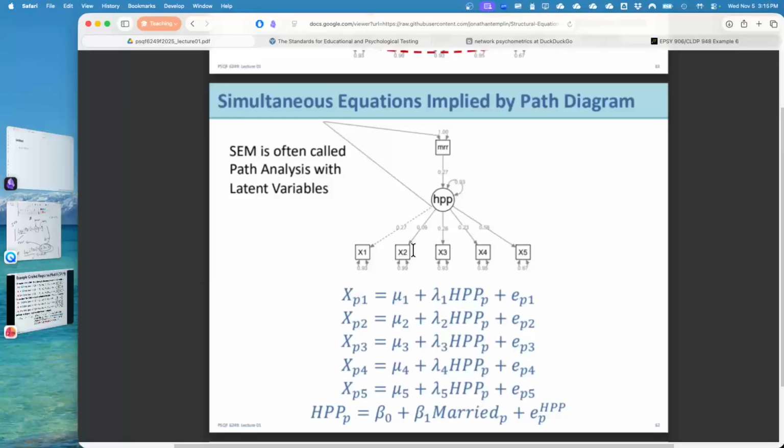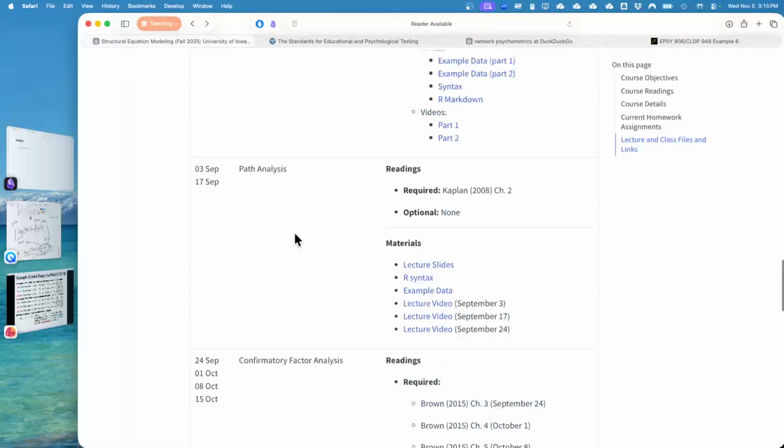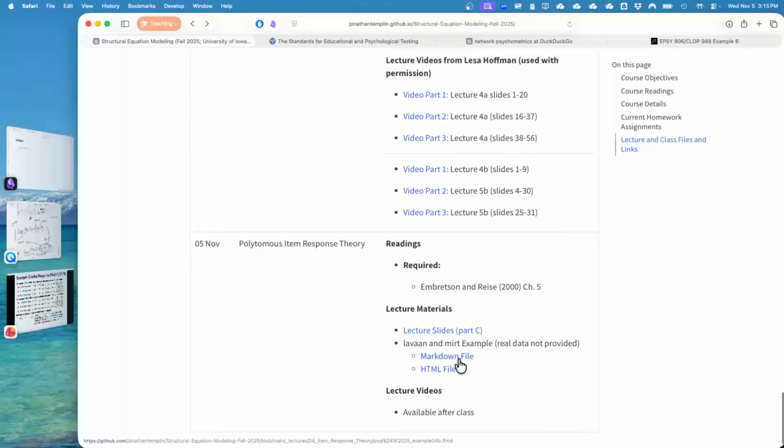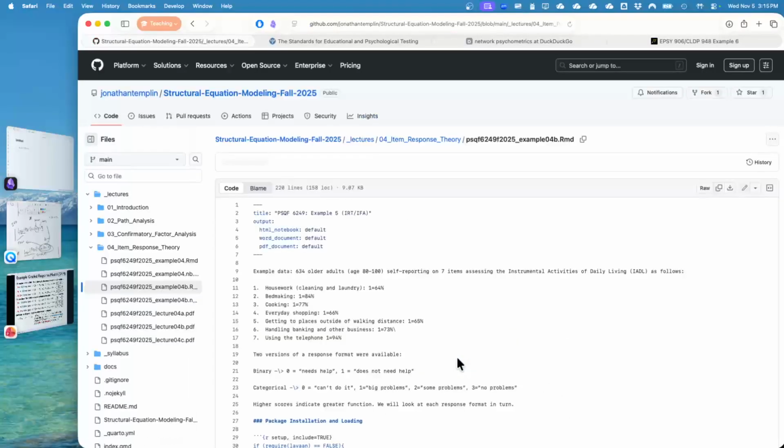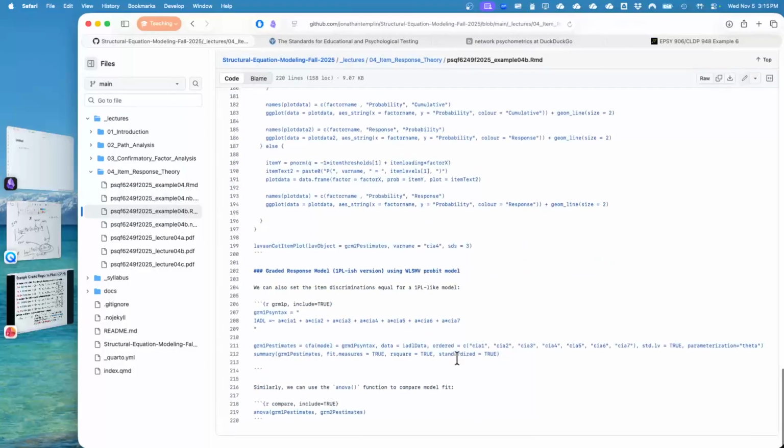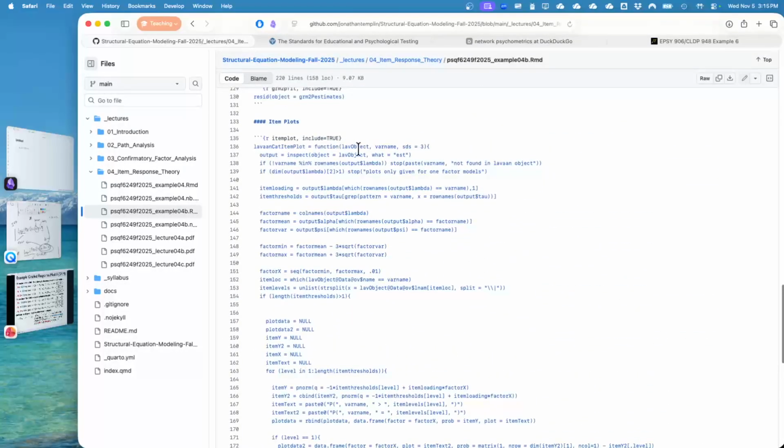And when you want to describe what that means, that's where we have to take apart each item, maybe calculate some item characteristic curves. Some of the functions that I have on our website for today, in our markdown file right here, you will see functions that will give you item plots if you just give it your output from lavaan. Lavaan won't plot this for you, but I created functions to do it for you.